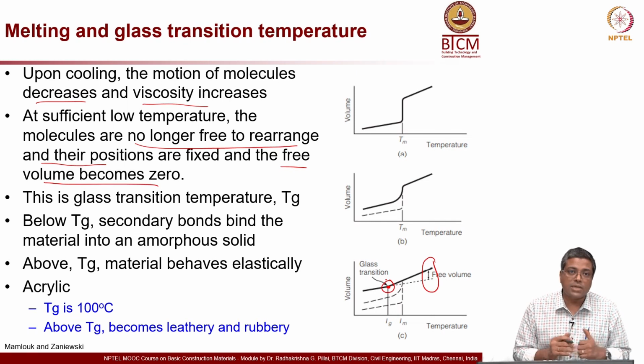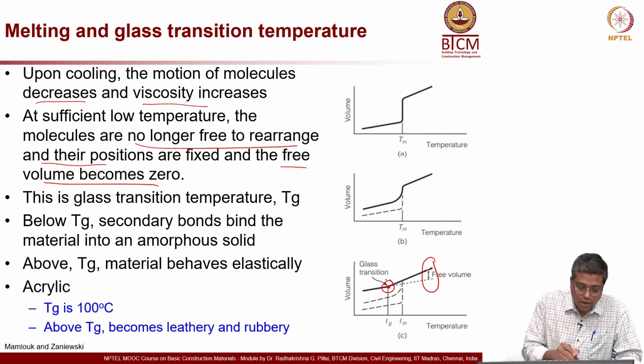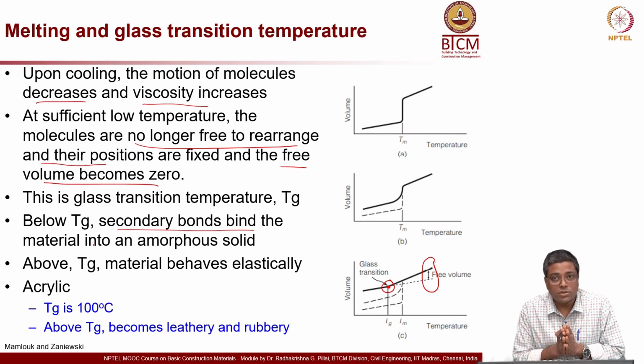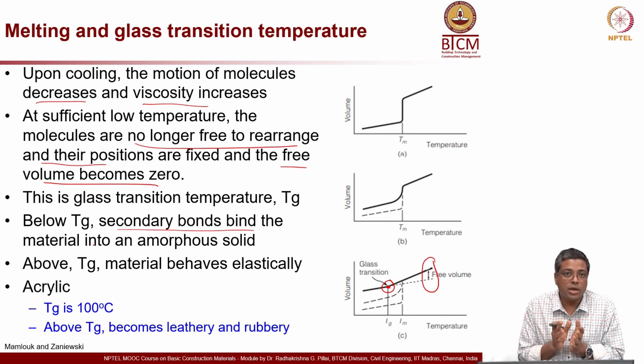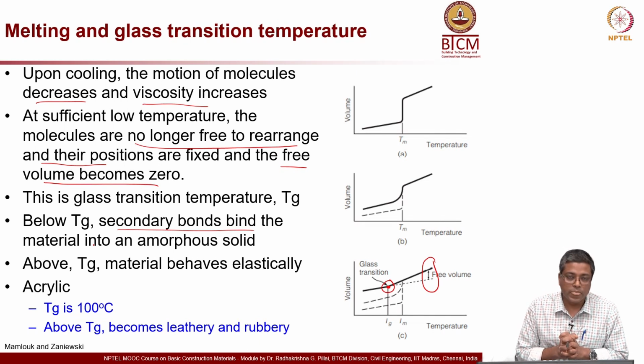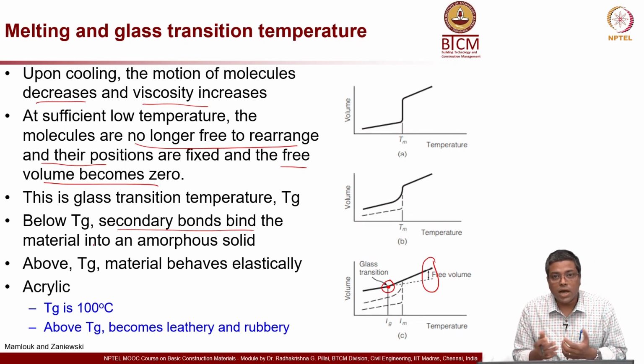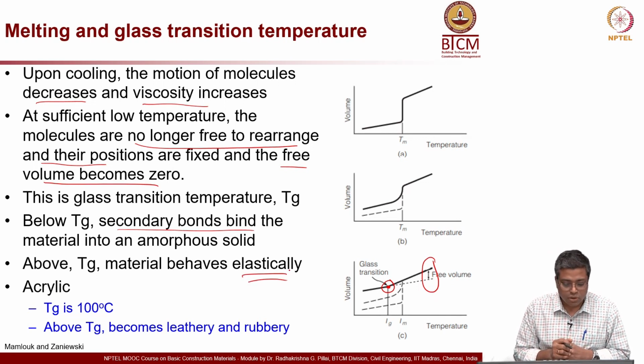Now, below the glass transition temperature, the secondary bonds bind the materials together and it can become an amorphous solid. Okay. Now, above the glass transition temperature, the material behaves in an elastic manner. Okay. So, it also depends on what type of bonds are present.